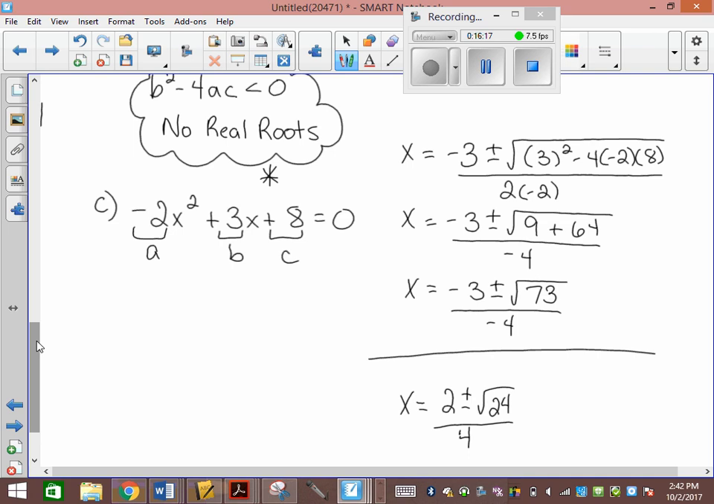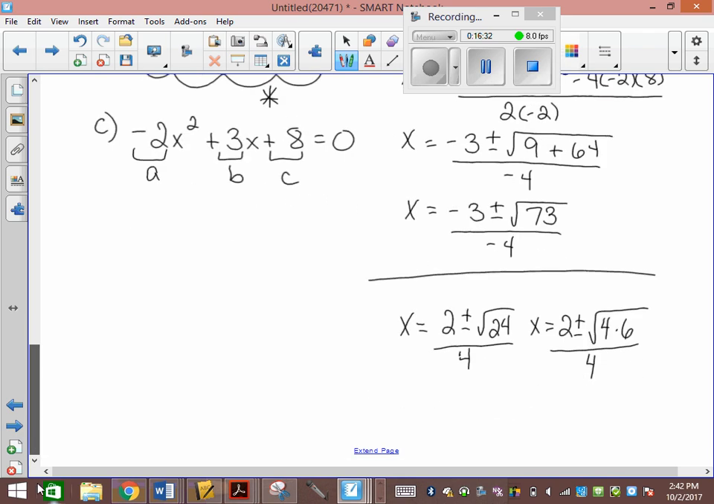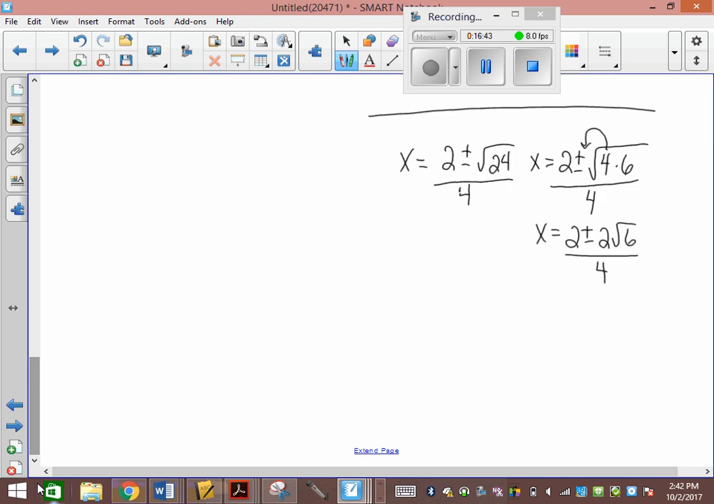Because what they're going to do is they're going to reduce this 24. From grade 10, 24 can be broken down into 4 and 6. 4 times 6 over 4, right? Now, what's the square root of 4? If I take that out? 2, so that's why we split up. So we get 2 plus or minus 2 root 6 over 4, which is a great answer, but also wouldn't be there.